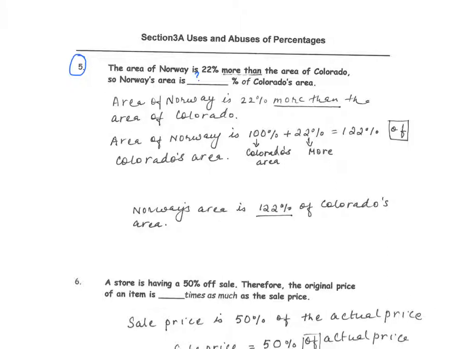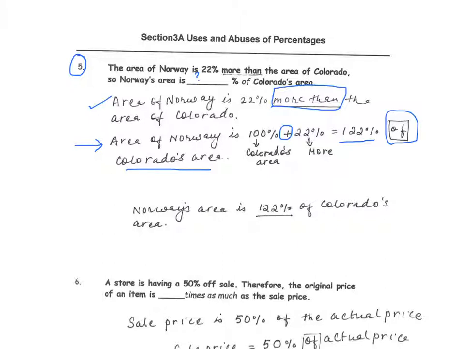So let's look at what's given. Area of Norway is 22% more than the area of Colorado. So the area of Norway is 100%, which is Colorado's area, plus 22%, because it's 22% more than, we add 22%. So the area of Norway is 122% of the area of Colorado. So Norway's area is 122% of Colorado's area.